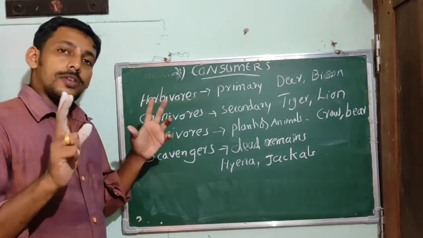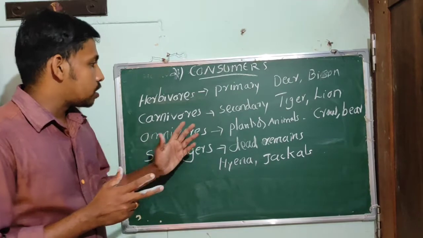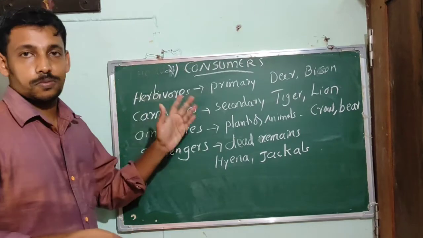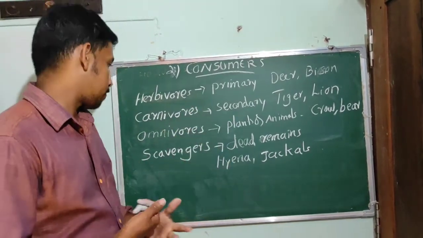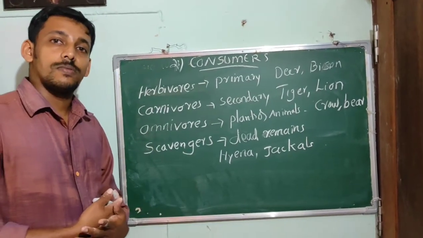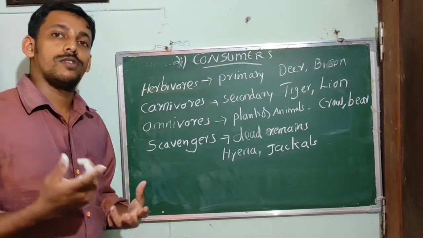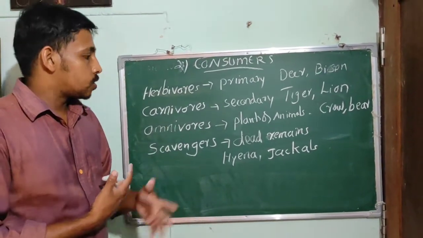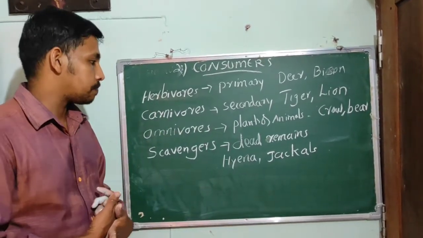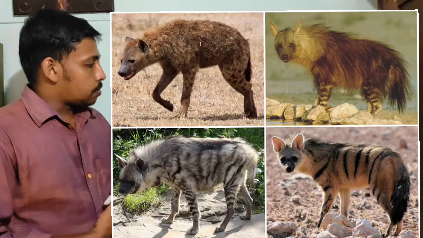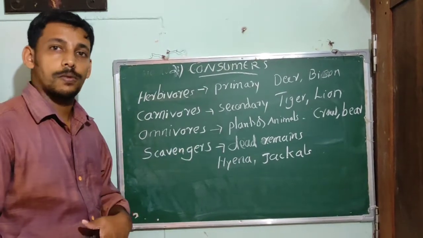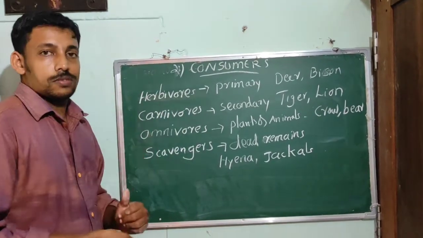Then there are some which can eat plants as well as animals. These constitute the omnivores. They may include crows, bears, etc. Then scavengers consume the dead remains and the leftovers of the carnivores. They feed upon the dead remains of animals. For example, hyena, jackals, and vultures are all scavengers. Now we may go to the decomposers.